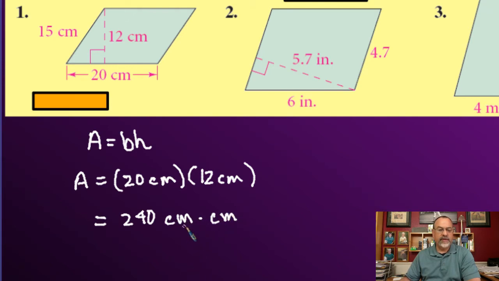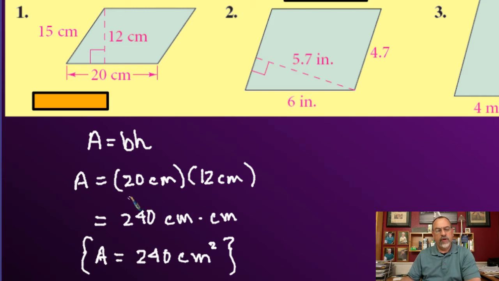Now, when we have centimeters times centimeters, or if we have a number multiplied by itself, I could write that in shorthand by doing centimeters squared. So the area of this parallelogram is 240 centimeters squared. So if we apply the arithmetic to the numbers and we apply the arithmetic to the words, you can see that we'll always come up with square units, and that's why the units in the area problems are squared.